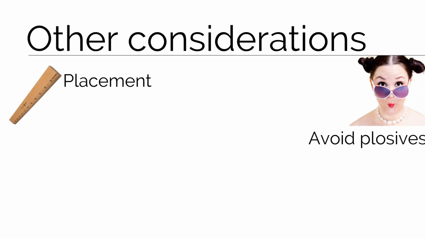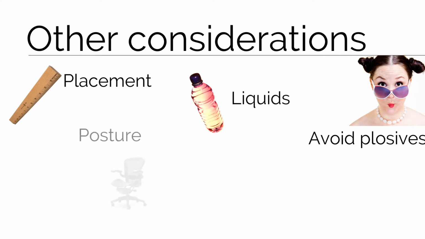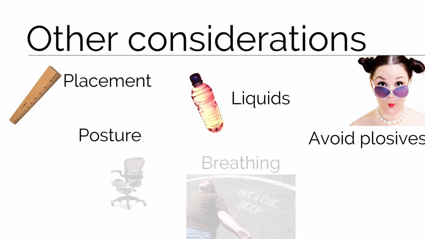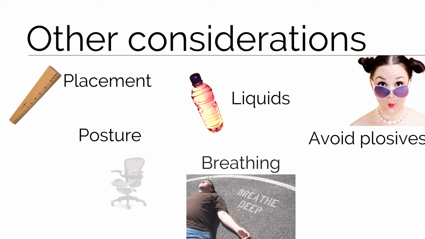Avoid plosives, or popping P's. Speak over the mic and avoid pushing air into the mic, causing popping P's and other plosives, which are stop consonants. Liquids. Have room temperature water or tea with you. Avoid coffee, soda, milk, and juice as they produce more phlegm. Posture. Stand up, or if sitting, don't slouch. Breathing. Take a nice deep breath before you speak, but take that breath off to the side a bit so that you don't get a big whooshing breath sound on your recording that you'll have to edit out later.